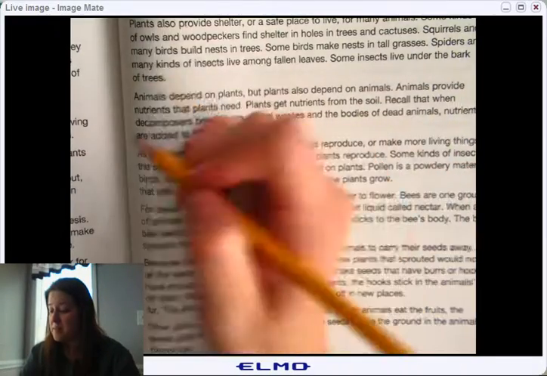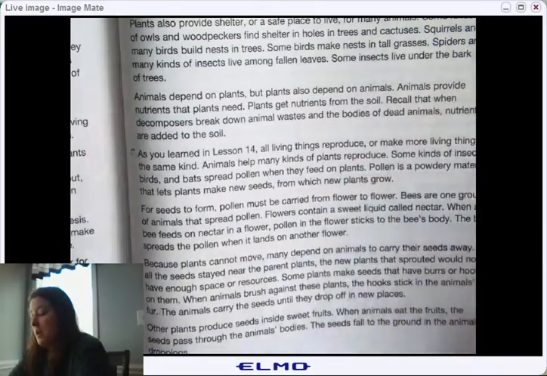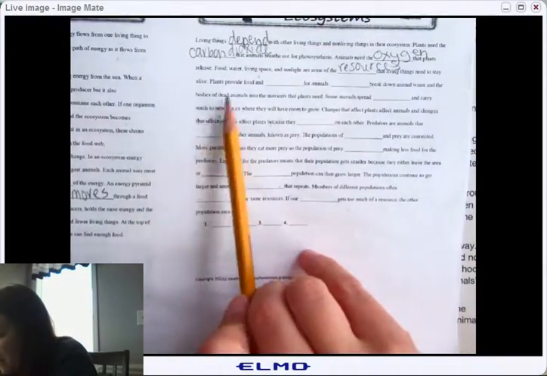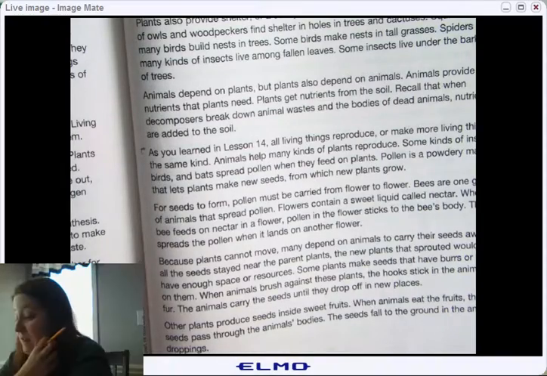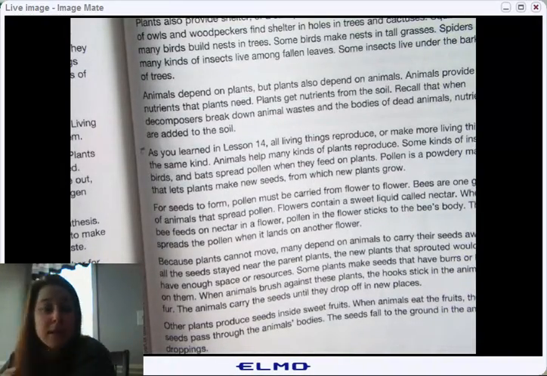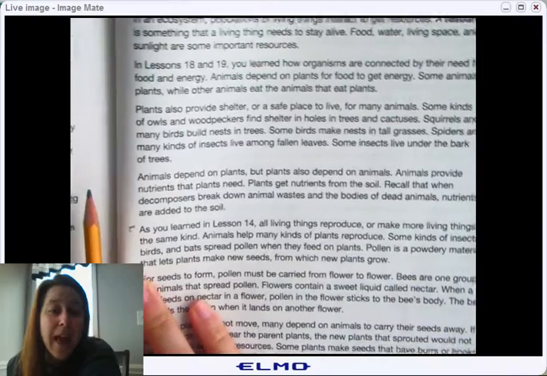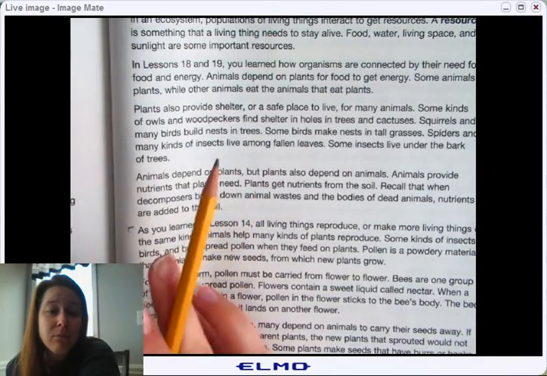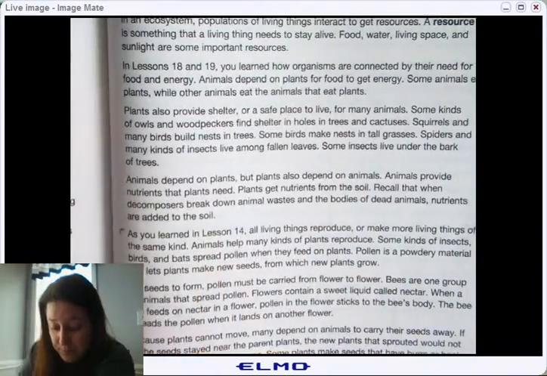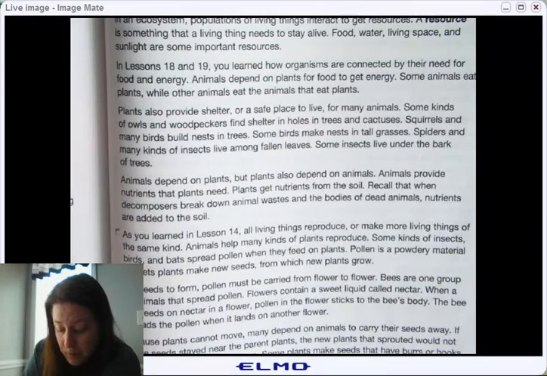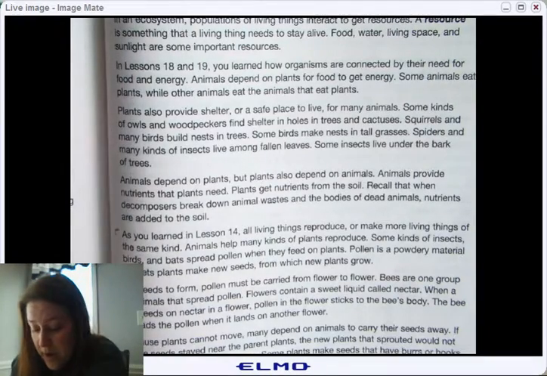So we'll come back to this part right here. And it says, plants provide food and blank for animals. Plants provide what? Food and shelter for animals. Blank breaks down animal waste and bodies of dead animals into the nutrients that plants need.